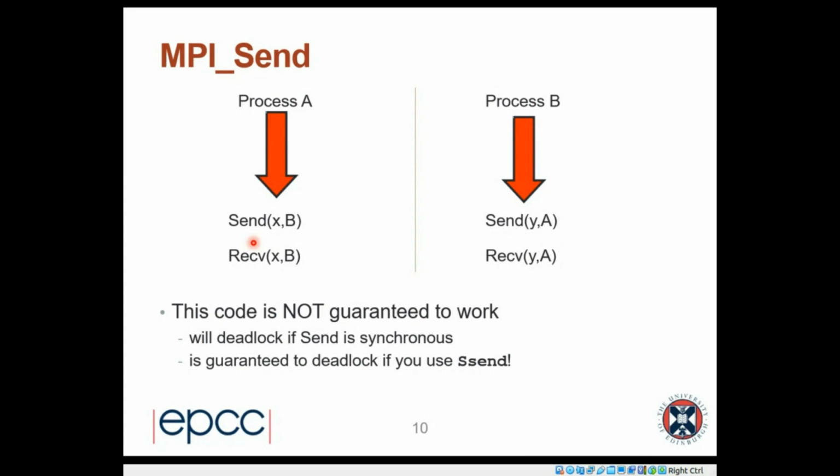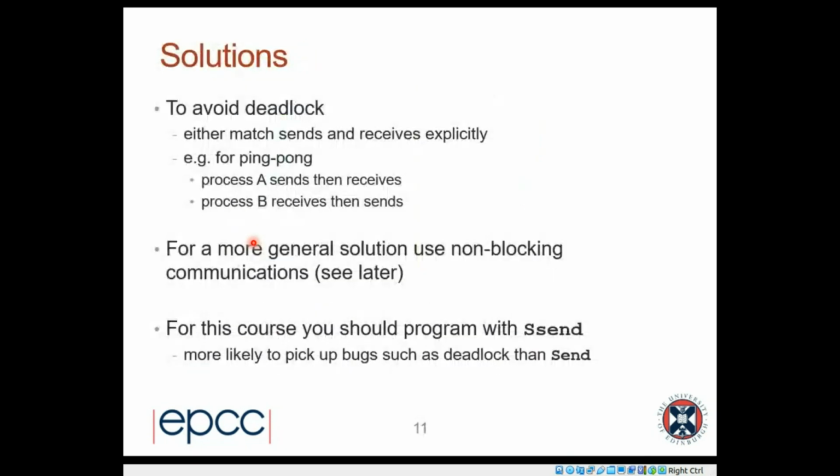So the problem is that A is sending, then receiving, B is sending, then receiving, so that, yes, exactly. So you swap one. A could send, receive, and B could receive, send, okay? However, the basic problem we have here is we can't have more than one send outstanding at once or more than one receive outstanding at once, okay? So we have to order them. That is okay for pairwise exchange, but it doesn't generalize. To avoid deadlock, you either match sends and receives explicitly. For ping pong, A sends and receives, B receives.